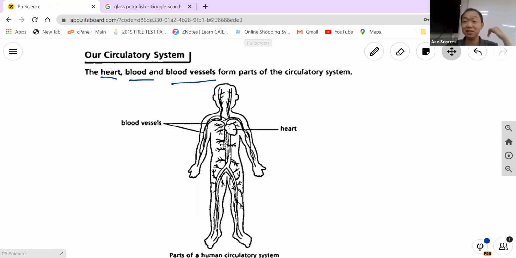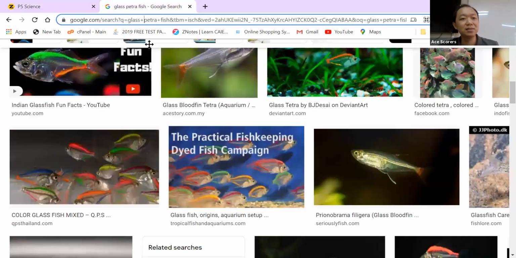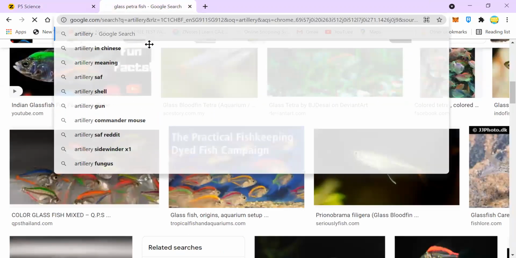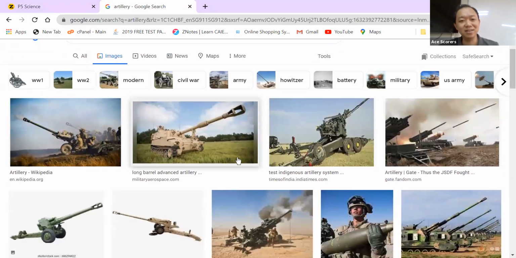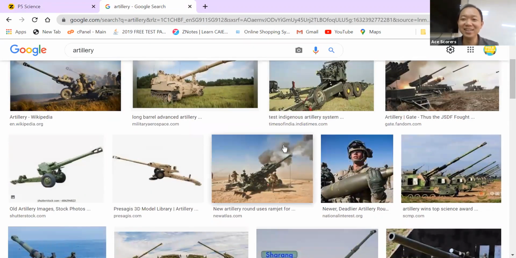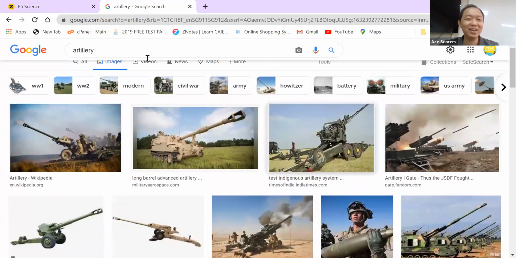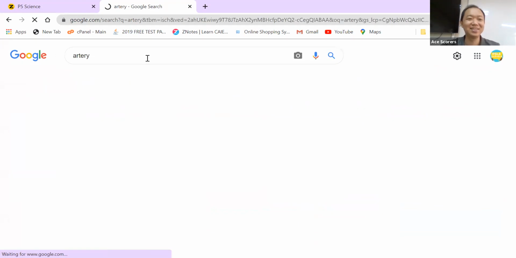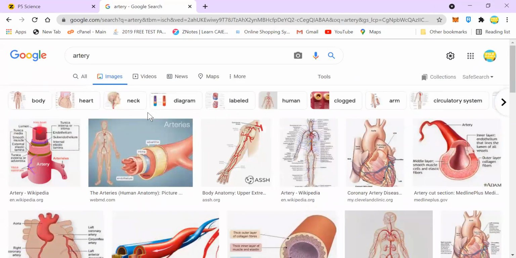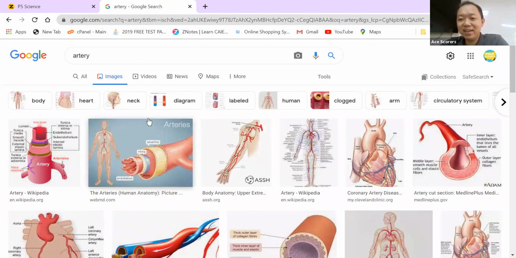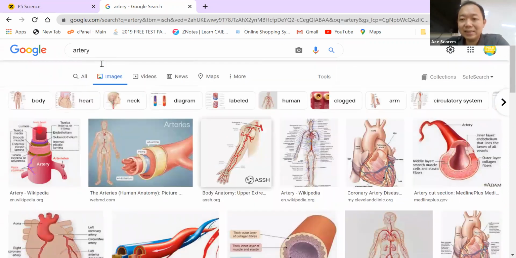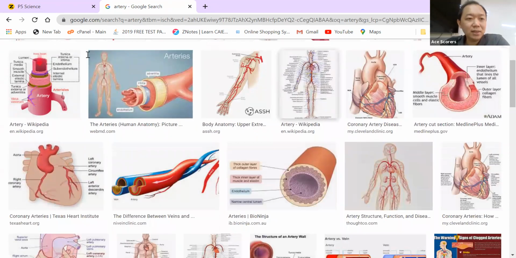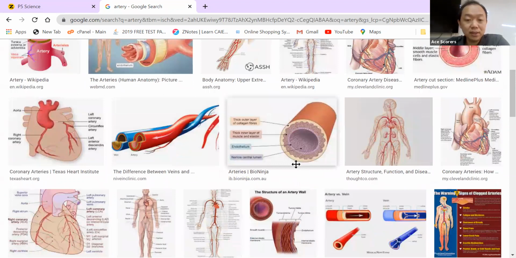Artillery? Do you know what's artillery? Like a howitzer? Yes. No, it's artery. You see, it's quite close. It's not the same, okay? Artillery, if you have artillery in your body, it means you're shooting cannon off your body, okay? So this is arteries, right? Now the characteristics we need to know, so later we'll talk about that.